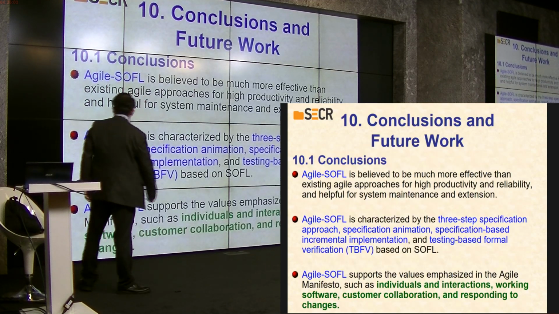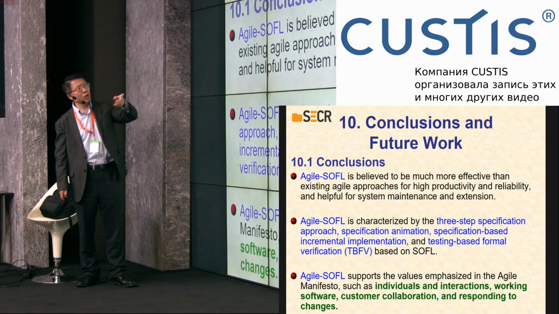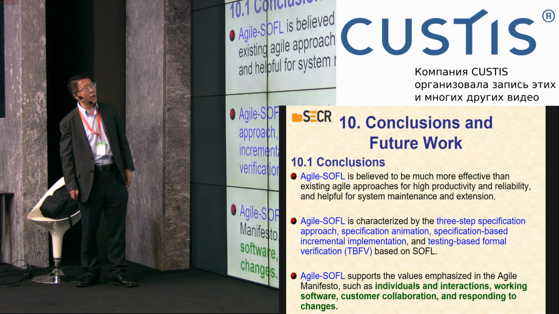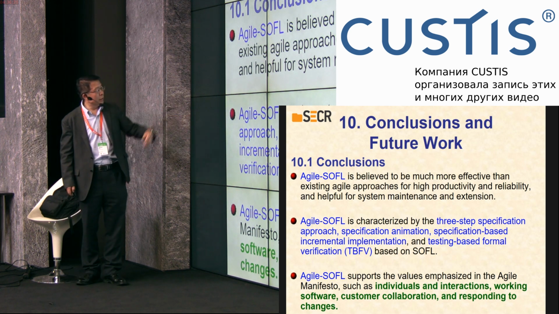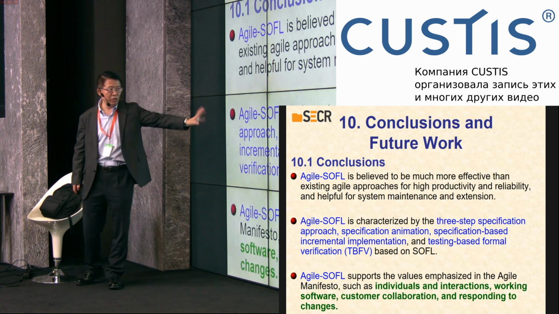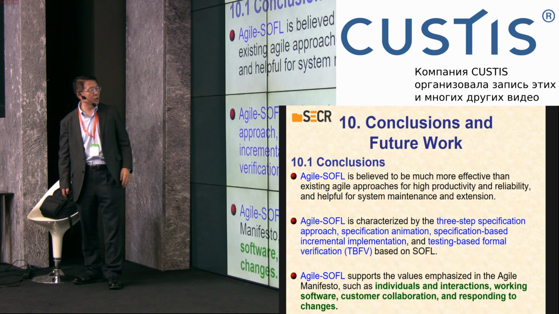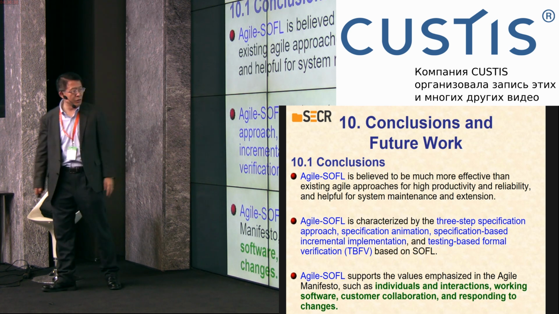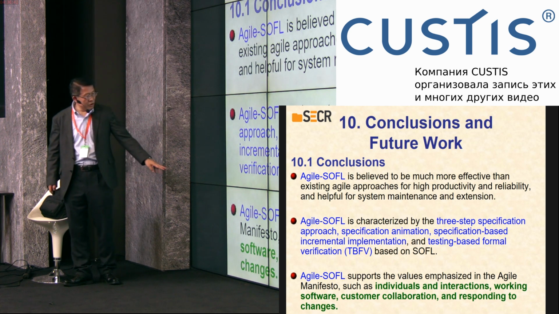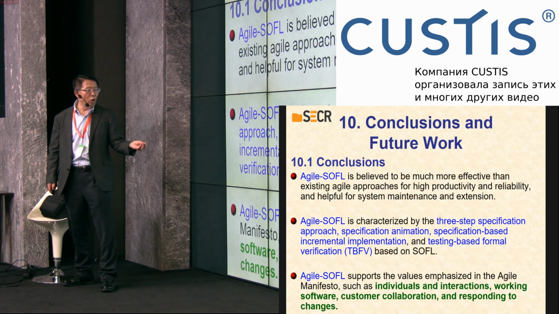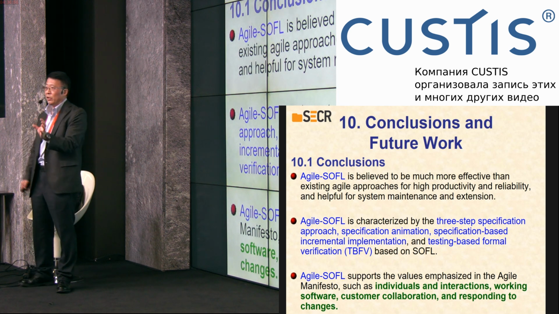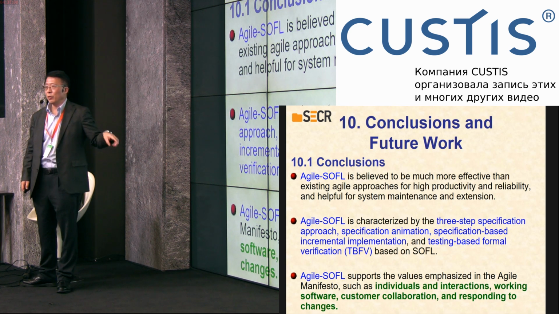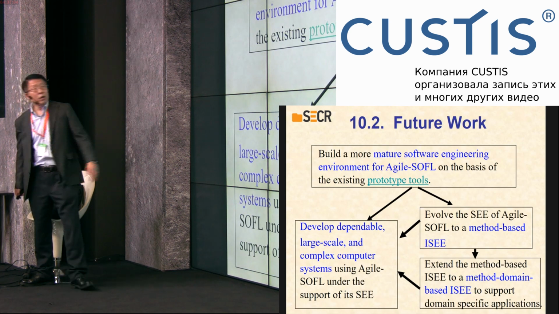Okay, the conclusion and the future work. I believe the Agile-SOFL is much more effective than existing Agile approaches for high productivity and reliability, but I haven't really applied this to a real industrial project yet because of many constraints. And the second is a summary of Agile-SOFL, characterized by the three-step specification approach, animation, the specification-based incremental implementation, and the testing-based formal verification. And the third point is Agile-SOFL supports the four points in the Agile manifesto. But of course, using a different strategy, and the degree of support might be different from the original Agile.